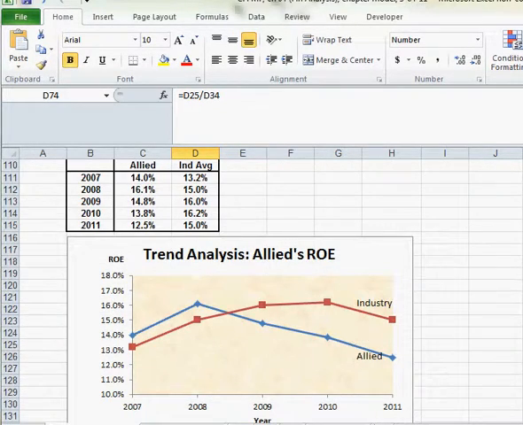And then this shows a little bit more of the trend that we don't have above. We can see that the industry has been moving up. It maybe slipped back in 2011, whereas Allied has been going in a poor trend for 3 or 4 years here.